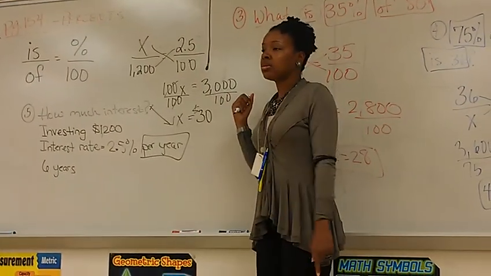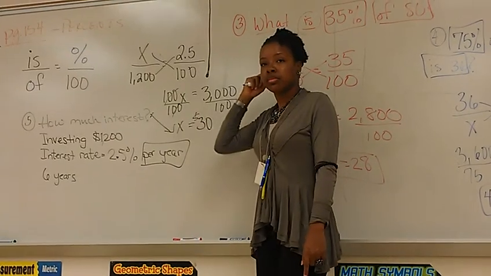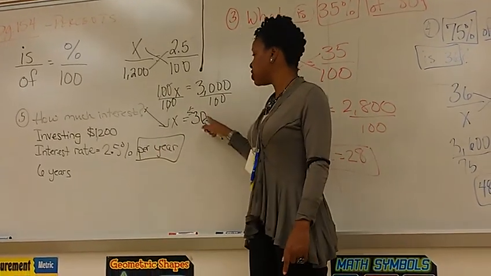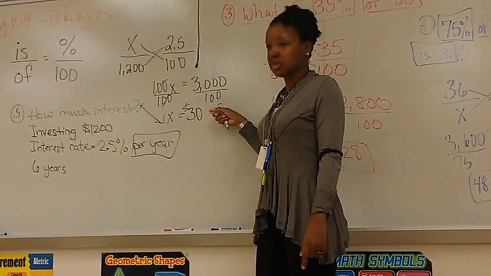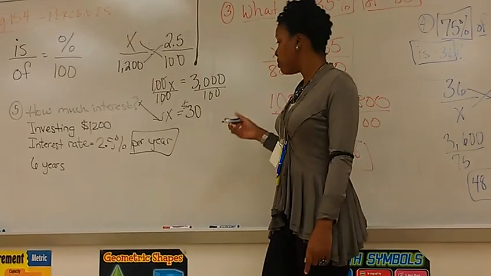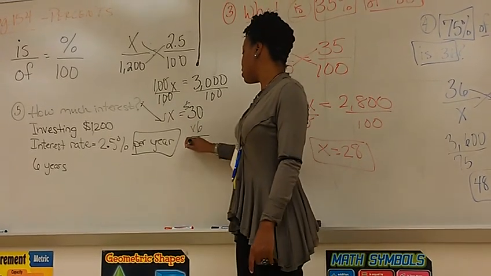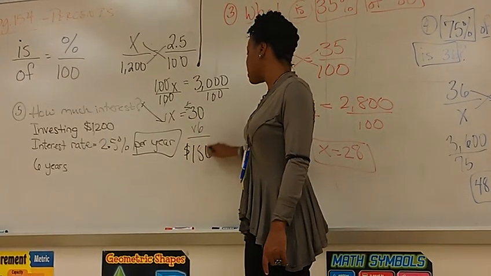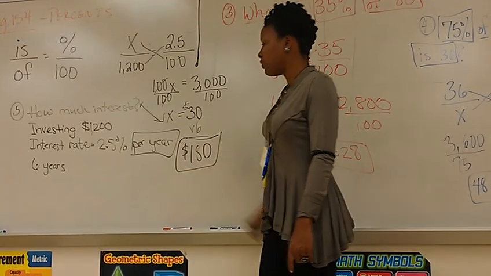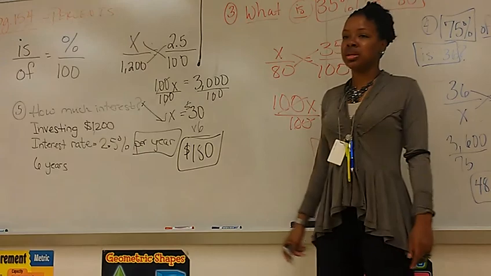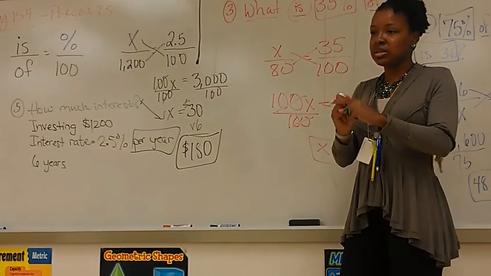Times. How much he makes per year? $30. Do what, Bianca? Good. So 30 times 6 gives me $180. So that's how much he makes in 6 years off of that investment. That's his interest, $180. Does that make sense?